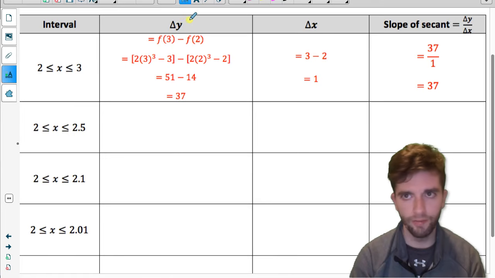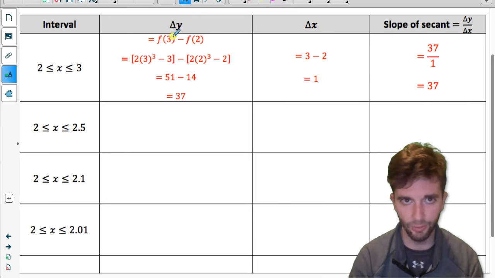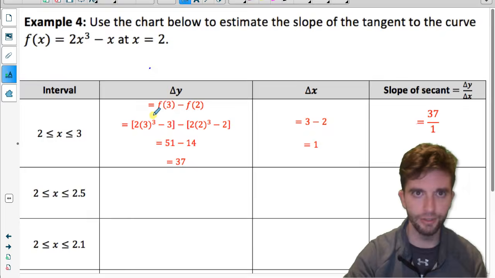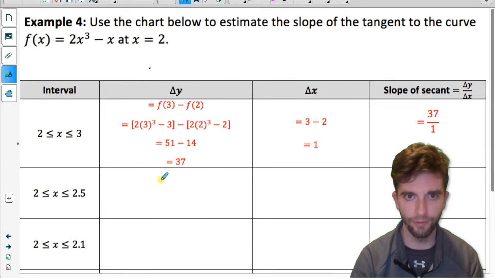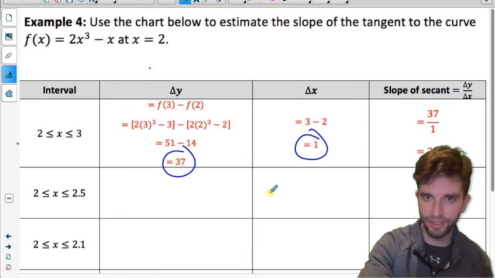So I've broken up the calculation of change in y over change in x into parts. Do the change in y here. So we'll do f at 3 minus f at 2, and you'll see we get 51 minus 14. We get the 51 and 14 by plugging the 3 and the 2 into this actual equation, but we had Desmos do that for us. We got 51 and 14, so our change in y value is 37. Change in x values, we'll just do 3 minus 2. The change in x values is 1. And then in this last column, we actually do the change in y divided by the change in x, and we get the slope of the secant line.